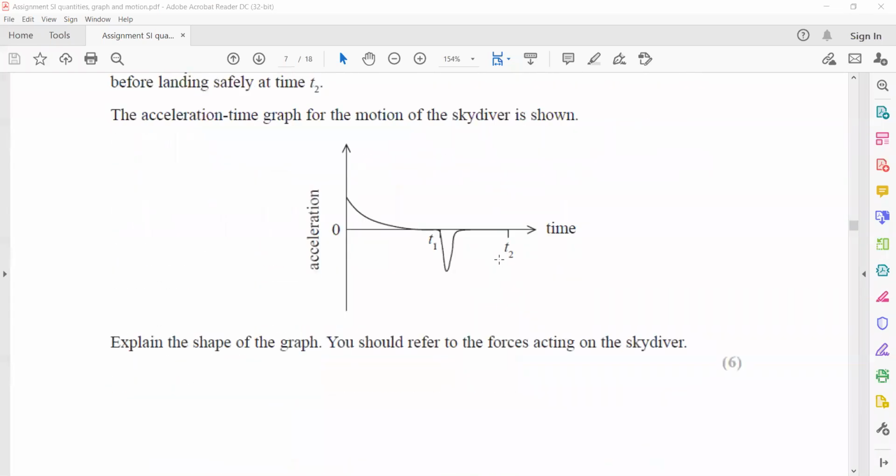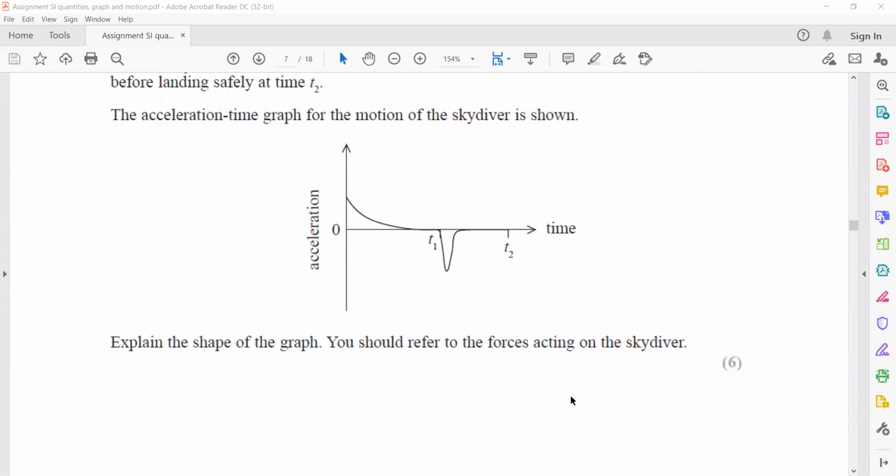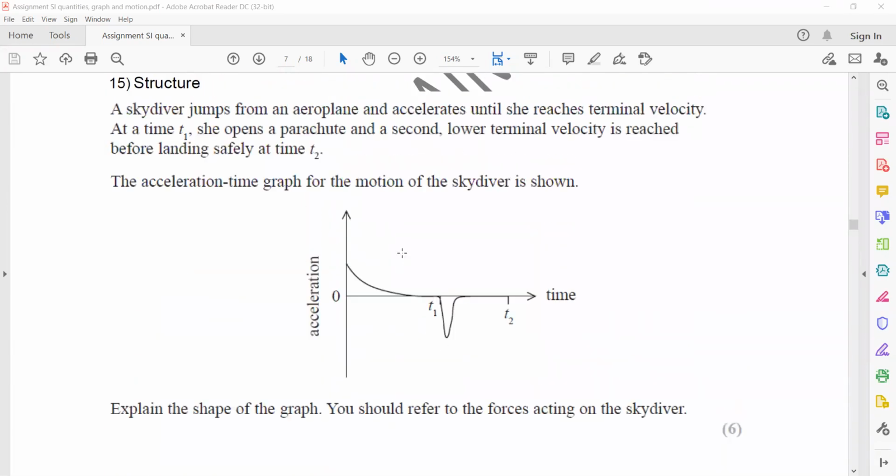Okay, moving on to the next question. The space is not according to the marks because I reduced the space here. It's of 6 marks.